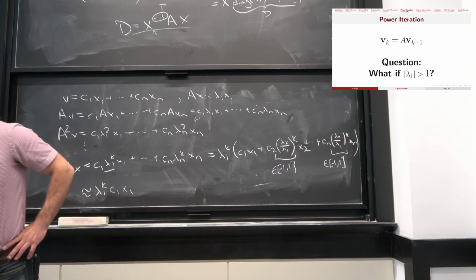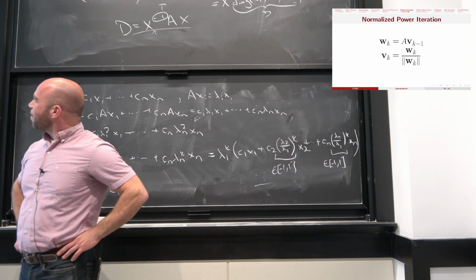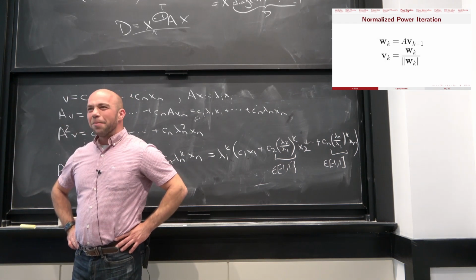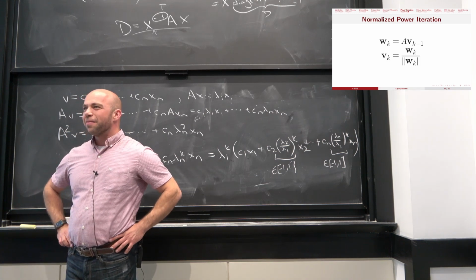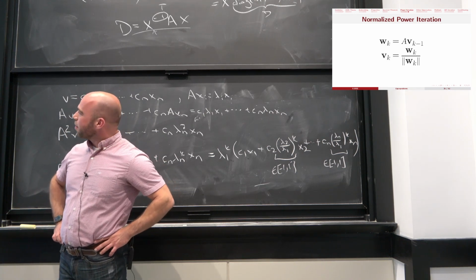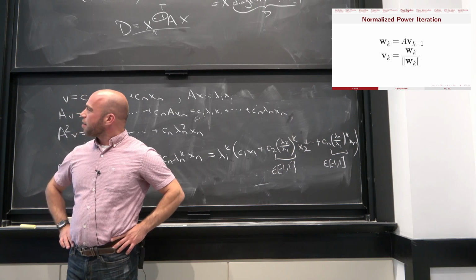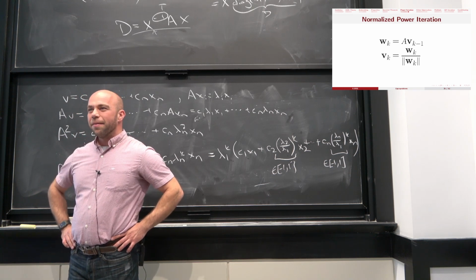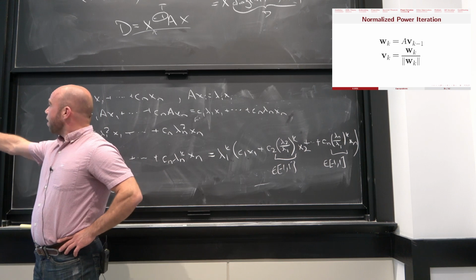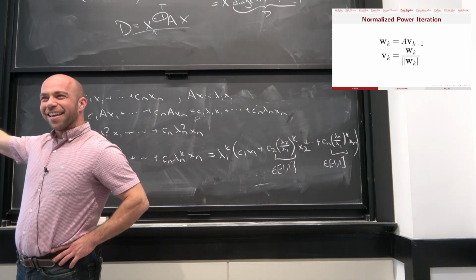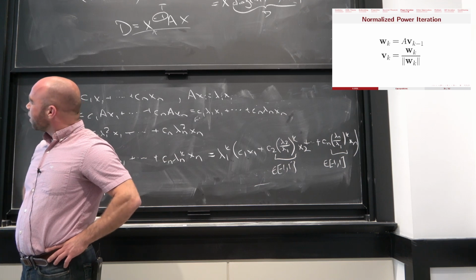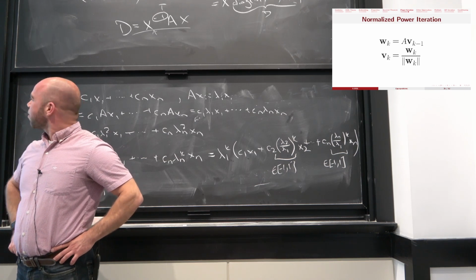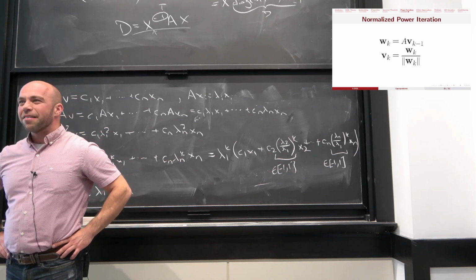So here's my small edit to this algorithm, which is as follows. I compute w to be A times the previous thing, and then I just divide w by its norm. So notice now every single vk is unit length, and moreover, every single vk is parallel to A to the k times v0. That's easy to show. And so between those two, these basically converge to the same object. But this one is in a bounded norm space. That make sense?